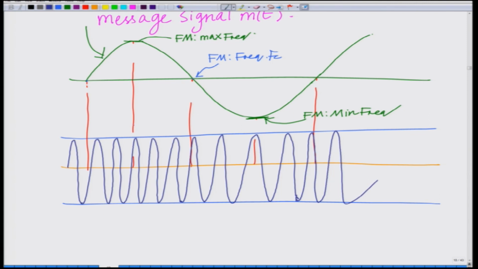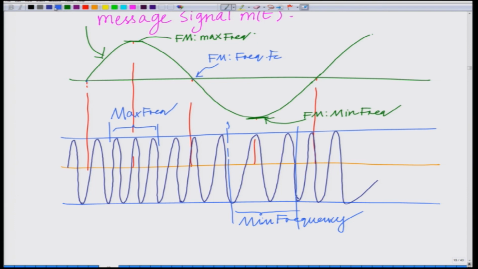So, here you can see that somewhere around this portion corresponds to the maximum frequency for frequency modulation, and somewhere around this portion corresponds to the minimum frequency. And this is for a frequency modulated signal.